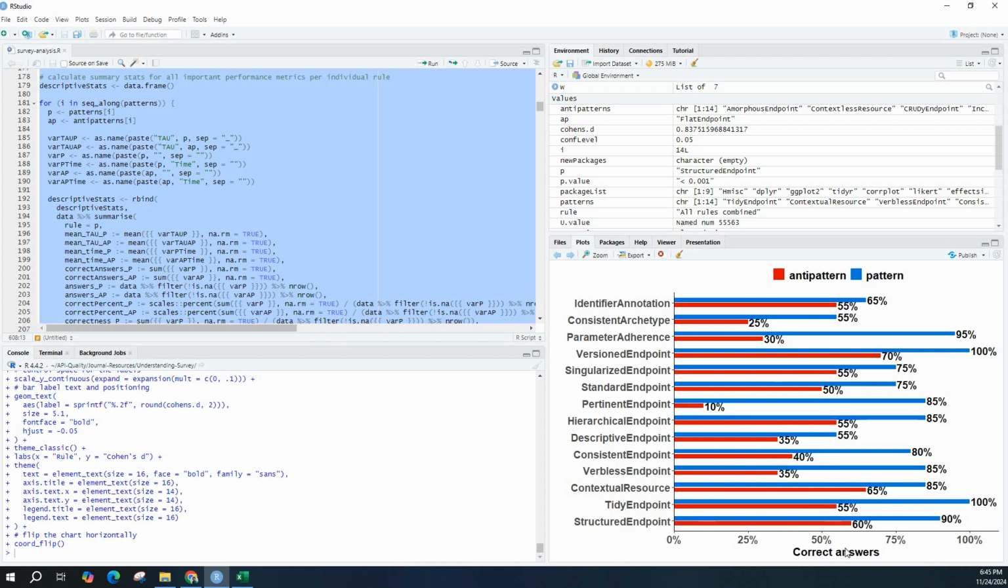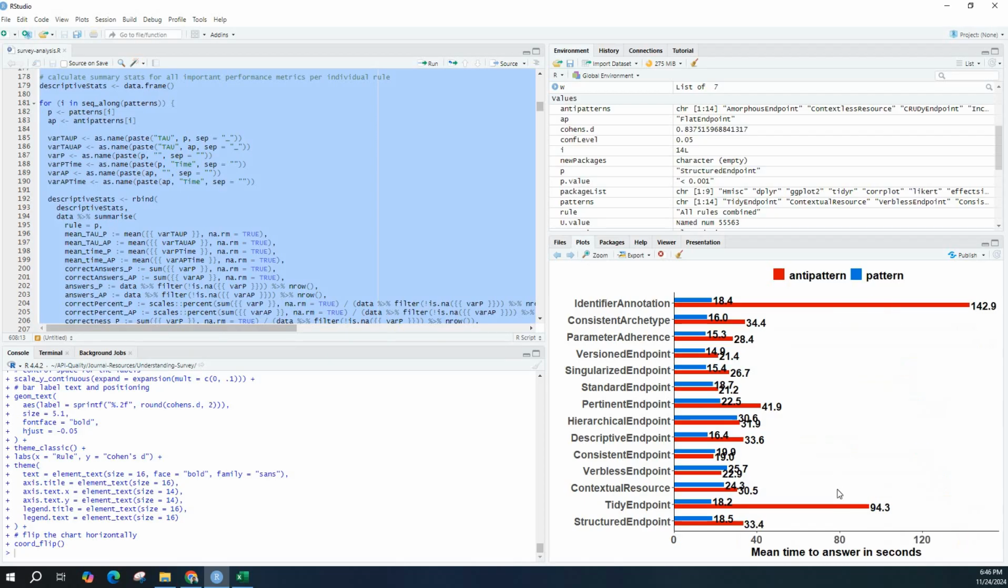From this figure, we can say that for most of the patterns, the highest number of participants were able to guess the correct answer. A similar thing also happened for mean time to answer. For most cases, it took more time to answer the questions that were compiled with independent compared to patterns.